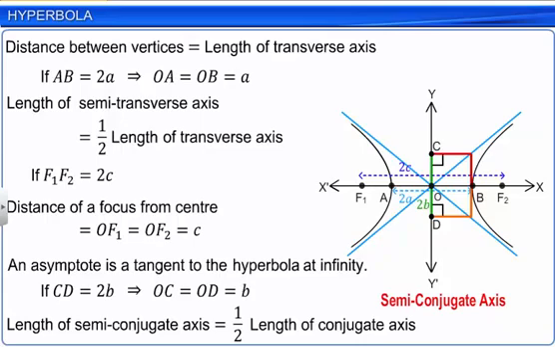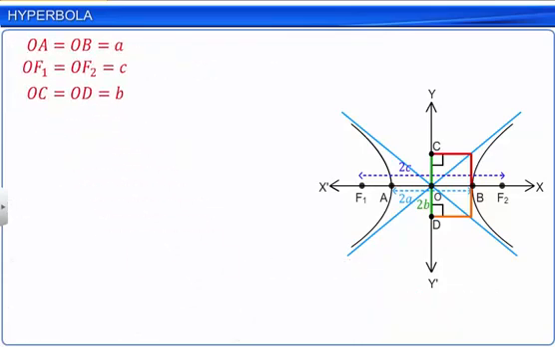Now, we can state an important relationship between lengths a, b and c. If the lengths of the semi-transverse and semi-conjugate axes of a hyperbola are equal to a and b respectively, and the distance between its foci is 2c, then b squared is equal to c squared minus a squared.